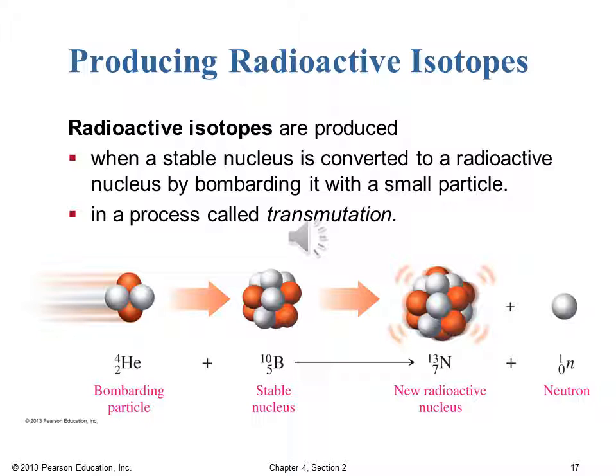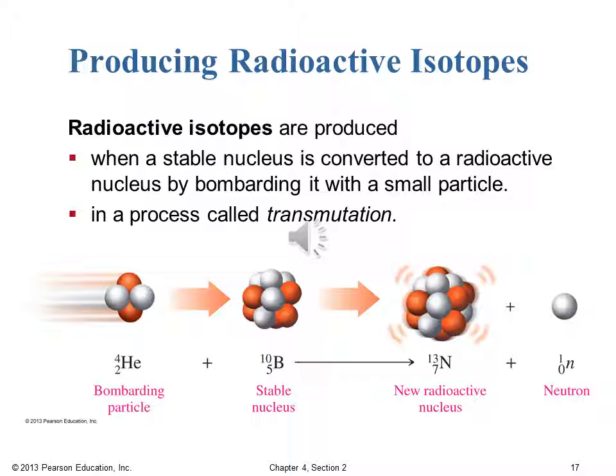So in this case, if you look at the visual of the nuclei, we have an alpha particle hitting a boron-10 isotope, the nucleus of a boron-10 isotope, which is a stable nucleus. Both boron-10 and boron-11 are stable nuclei. But when we get the alpha particle to bombard it, we can make nitrogen-13, which is a radioactive isotope of nitrogen, and we'll also have a neutron left over.